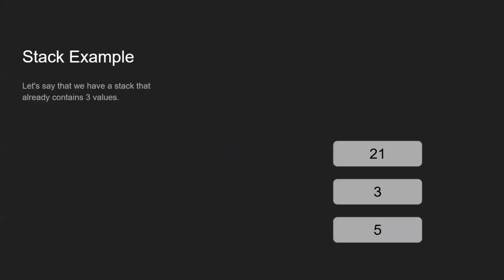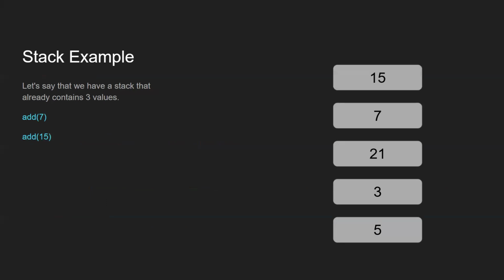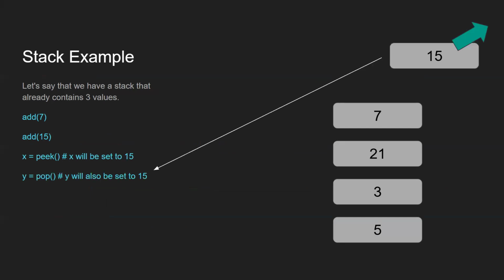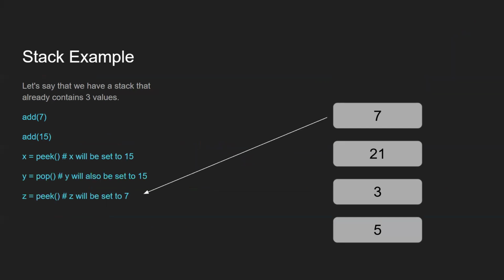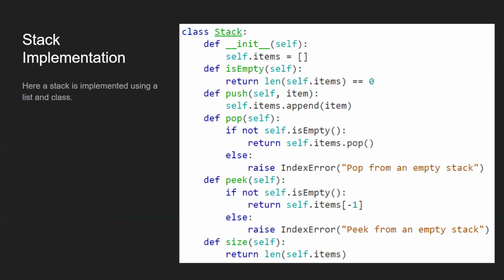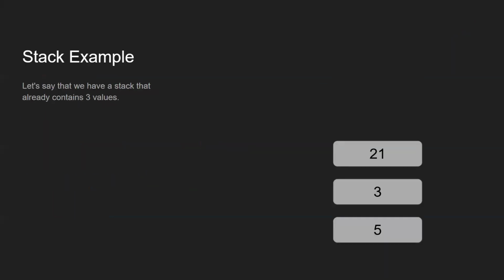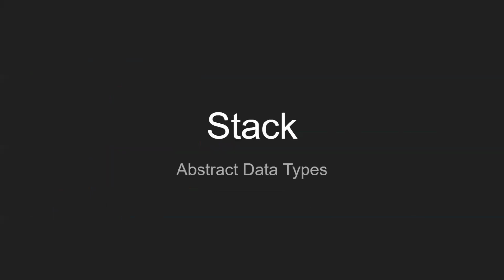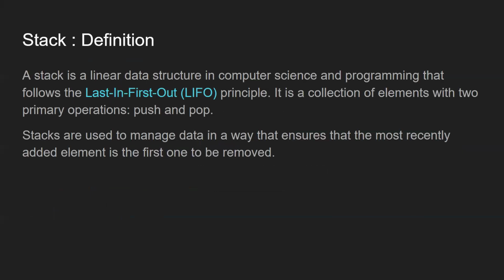So let's say that we have a stack that contains three values, 21, 3, 5. If I add 7, this will add 7 on top of that. If I add 15, this will add 15 on top. And if I say pop 15, this will remove it. Pop 7, this will remove it. So is this clear? Now, this word says last in, first out.